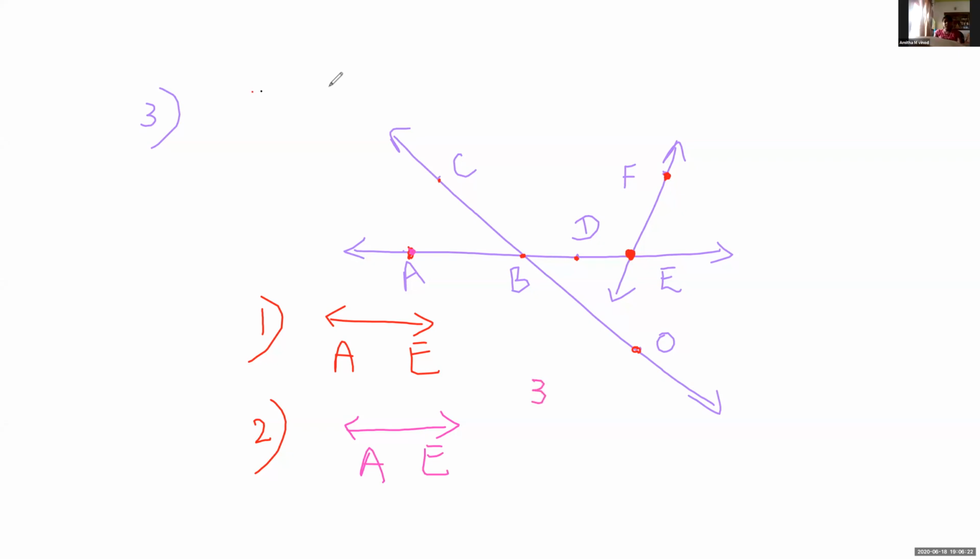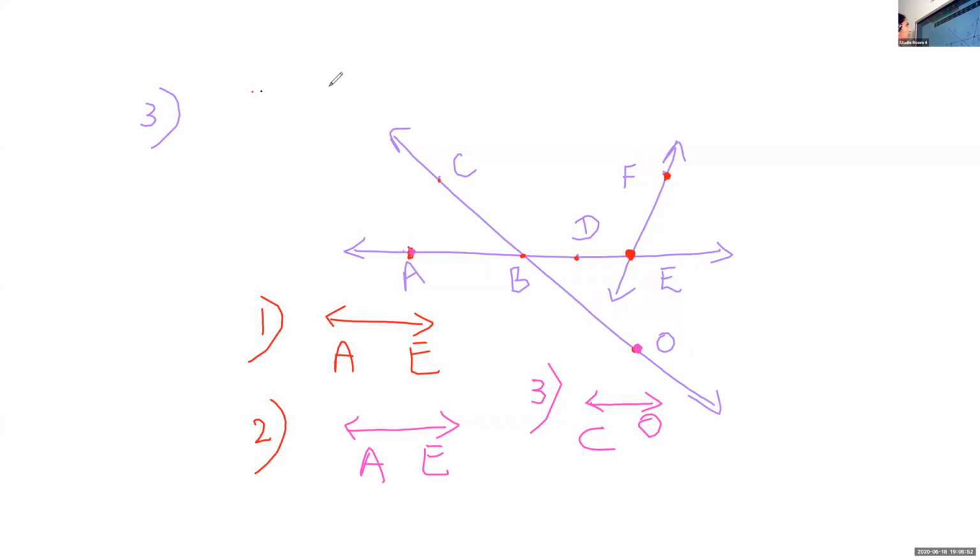Third question: line on which O lies. Line CO. Okay, line CO or line OC, no problem. But you should denote the line symbol. CO or OC, you can denote anything.